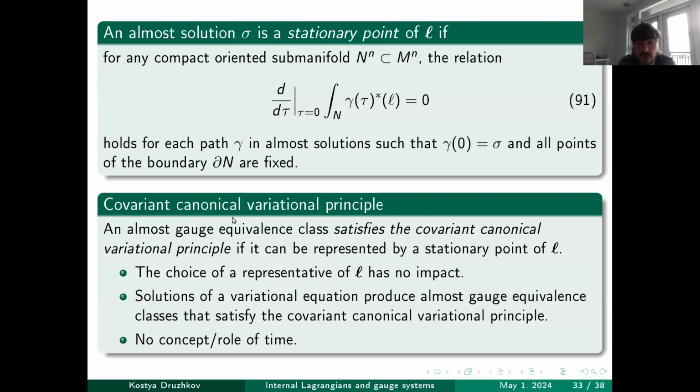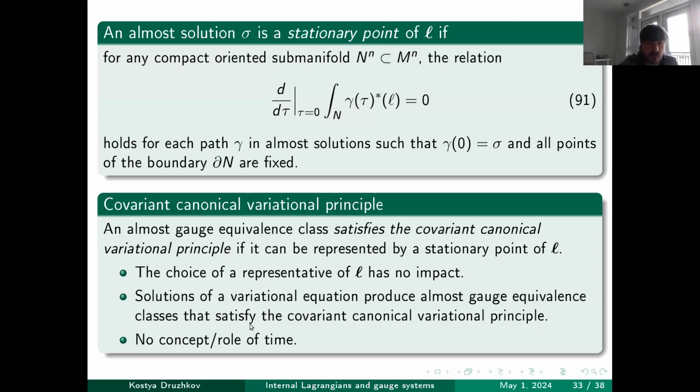So, our covariant canonical variational principle is as follows. An almost gauge equivalence class satisfies the covariant canonical variational principle if it can be represented by a stationary point of the internal Lagrangian L. Let me emphasize that the choice of a representative of L has no impact here. Nothing depends on the choice of a representative. Solutions of a variational equation produce almost gauge equivalence classes that satisfy the covariant canonical variational principle. That is what we would expect, right?